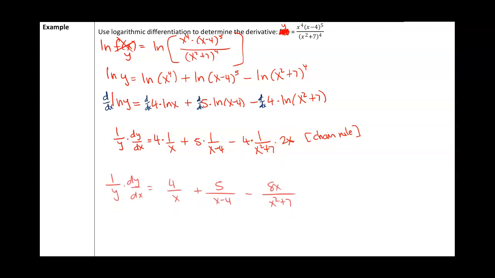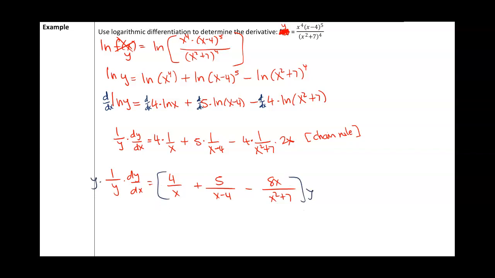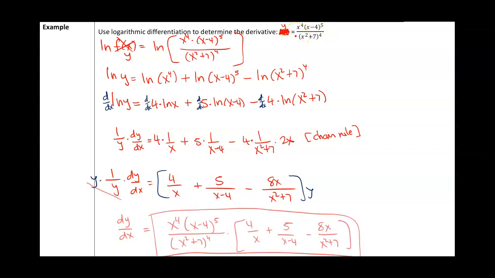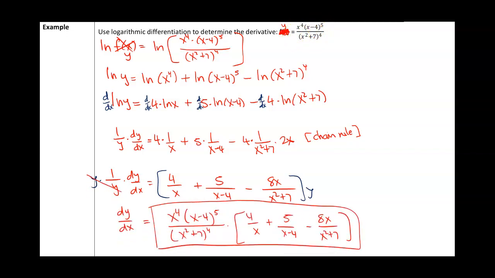And then this is going to give you 1 over y dy dx equals 4 over x plus 5 over x minus 4 minus 4 times 2x, which is 8x over x squared plus 7. And then you want to get that dy dx by itself, so we multiply everything by y. And we can't leave our answer like this because we don't want a y term with x's. So since y is equal to this original term, we're going to replace the y with that original term, and this becomes our answer. I just wrote the y at the front because that's what we usually do.